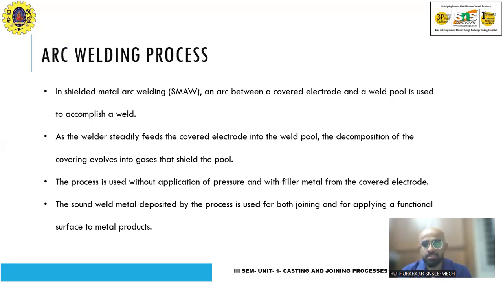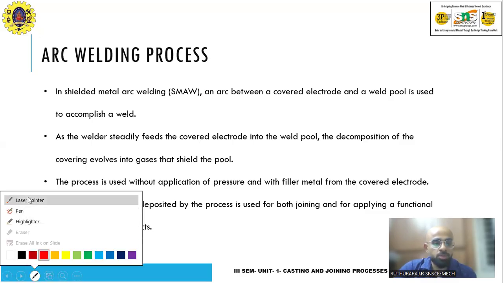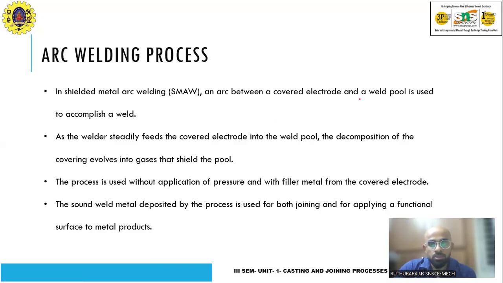With this, let's define the arc welding process. Arc welding is also called the shielded metal arc welding process. What's a shield? We'll discuss that in a short while. As the name indicates, it has an electric arc which will be produced between the electrode and the workpiece. Here the source of heat is electricity. So current is your source of heat.